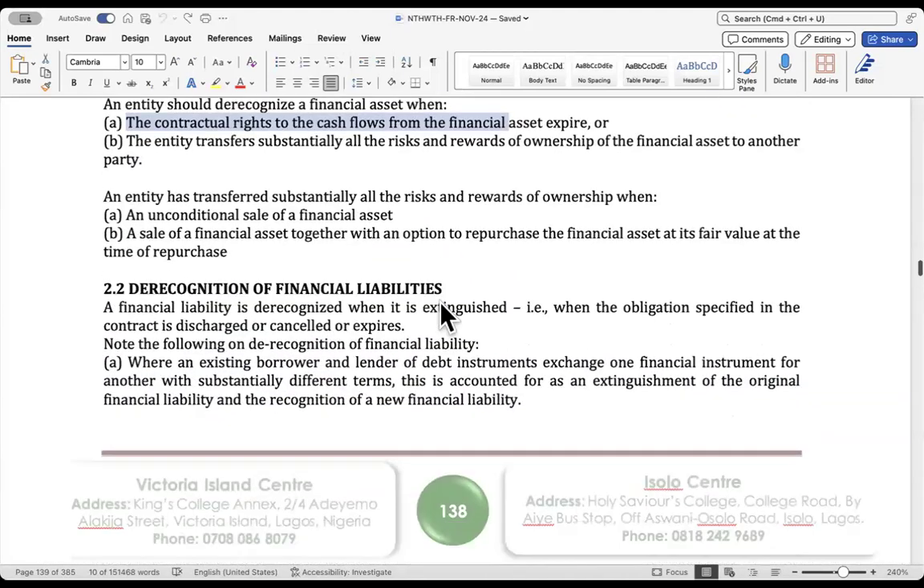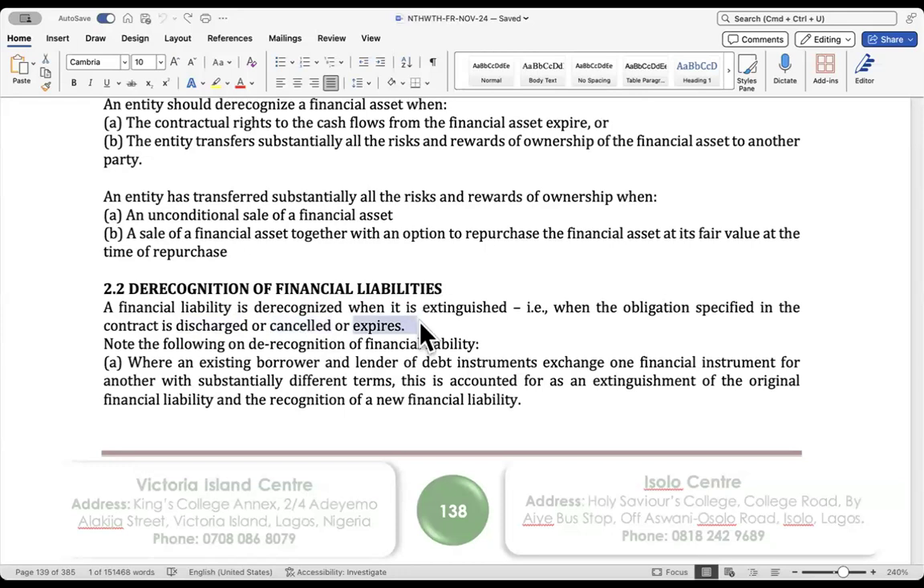Next one is derecognition of financial liability. So when do you derecognize a financial liability? Don't forget, financial liability is an obligation to deliver cash. So logic will say that when you have delivered the cash, then move on. Yes, of course, that is when you derecognize it. But the standard uses a fancy word here: you should derecognize a financial liability when it is extinguished. And when we say extinguished, it is either when the obligation in the contract is discharged, cancelled, or expires.